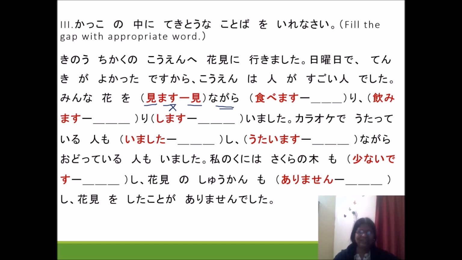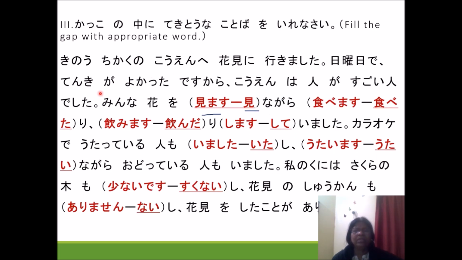Done? Let's check. Kinou chikaku no kouen ni hanami ni ikimashita. Nichiyoubi de tenki ga yokatta desu kara kouen wa hito ga sugoi hito deshita. Minna hanami o minagara, because nagara grammar is over here, so masu form will go, so mi will go here. Minagara tabemasu. Here it comes tari, so tabetari. Nomimasu, here also tari, so nondari. Ta form of the verb will go here, because tari is there. We know in Minna no Nihongo part 1, in the lesson we learn the verb's ta form. When tari comes, this grammar will come, same tabetari, nondari.